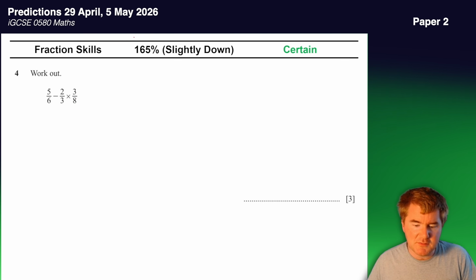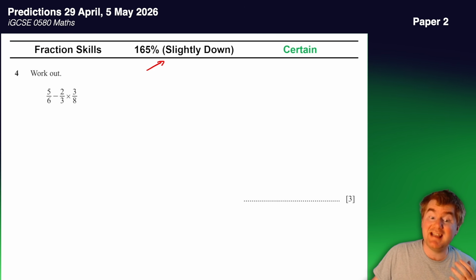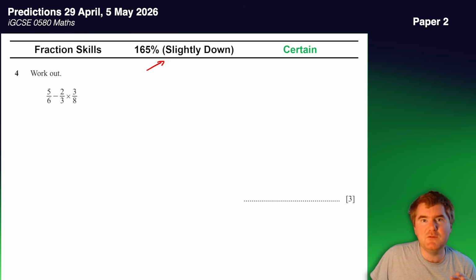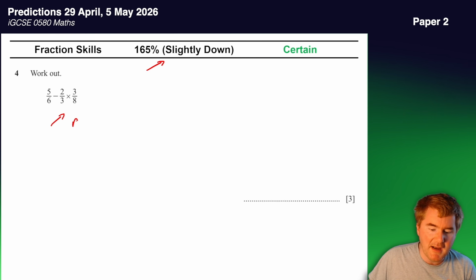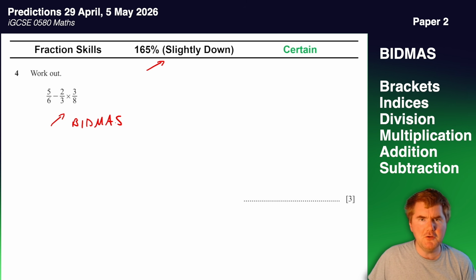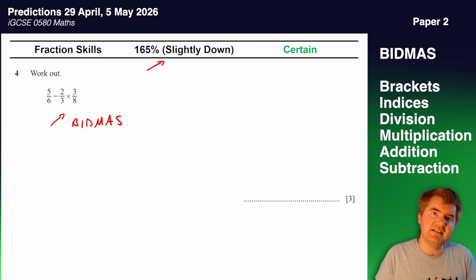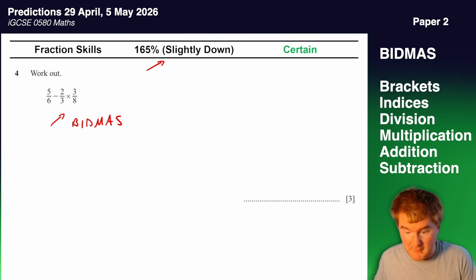On to fraction skills, which is slightly down at 65%. Now we have a paper 2, a dedicated non-calculator paper. You know there's going to be at least one or two fraction questions in. This is very typical, combining a little bit of BIDMAS with your fraction skills. If you don't know what I'm talking about with BIDMAS, it's when you do multiplying first, when you do subtraction first. They can sneak in more than one topic, these multi-topic questions, into your exam as well, and you need to be ready for it.